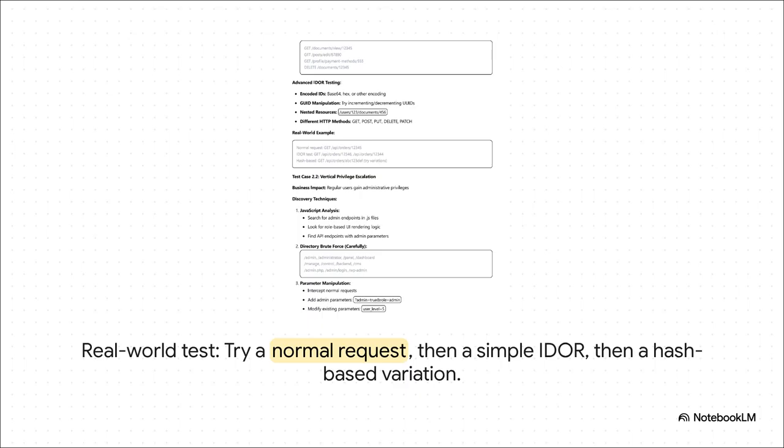Okay, so check this out. This is what these advanced techniques look like in the wild, on a real API test. First, you see the normal request. Then, the tester tries a simple IDOR by just changing the number. That fails. But they don't give up. They then try a much more complex hash-based version. It just goes to show you have to be persistent and creative.